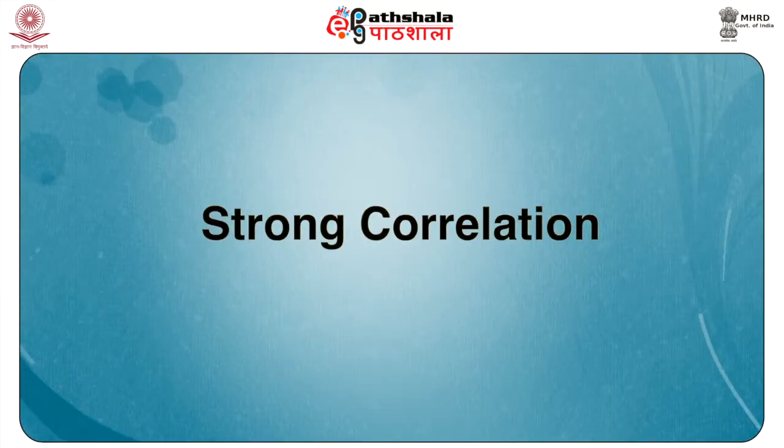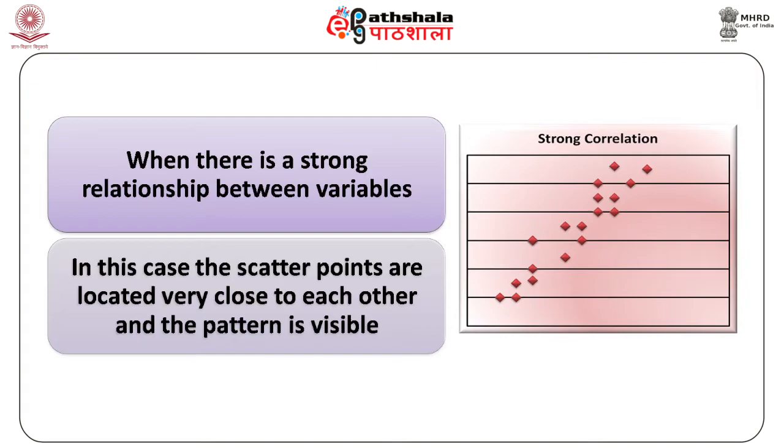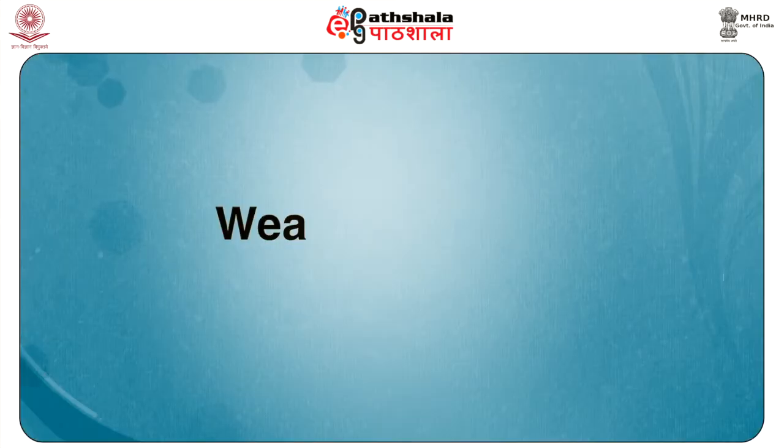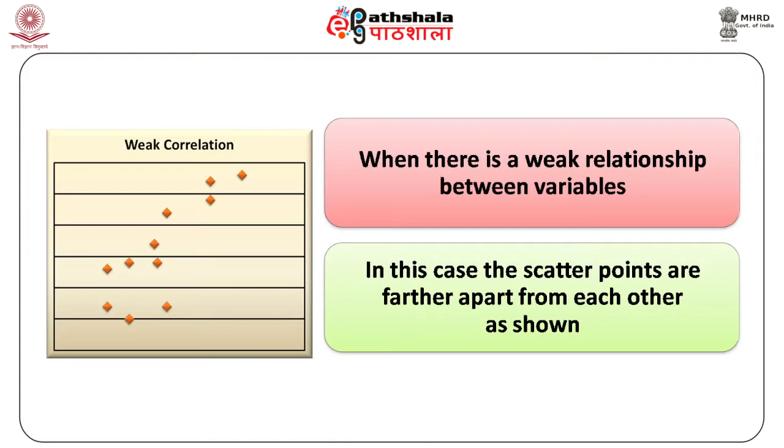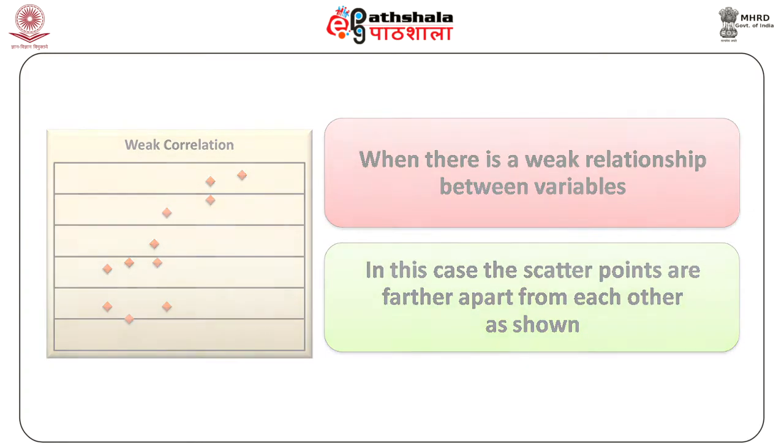Strong correlation. When there is a strong relationship between variables, the scatter points are located very close to each other and the pattern is visible. Weak correlation. When there is a weak relationship between variables, the scatter points are farther apart from each other as shown in this figure.